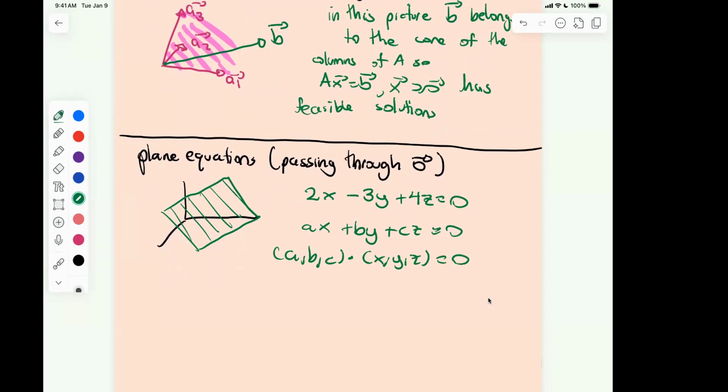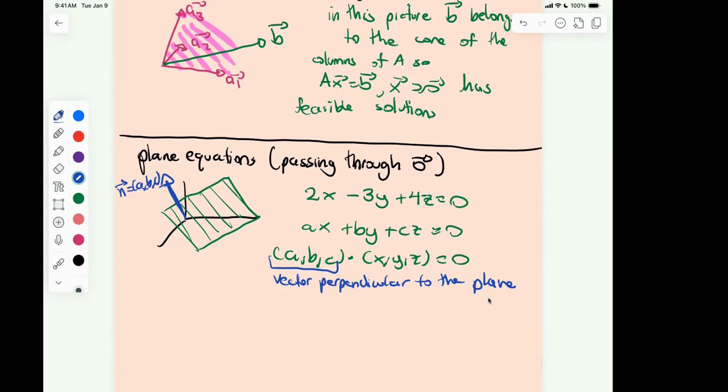Right? And the dot product of two vectors is 0 whenever the vectors are perpendicular. So that means that this vector ABC has to be perpendicular to any point x, y, z on the plane. And so that vector ABC is called the normal vector. So this is a vector perpendicular to the plane. That makes sense?